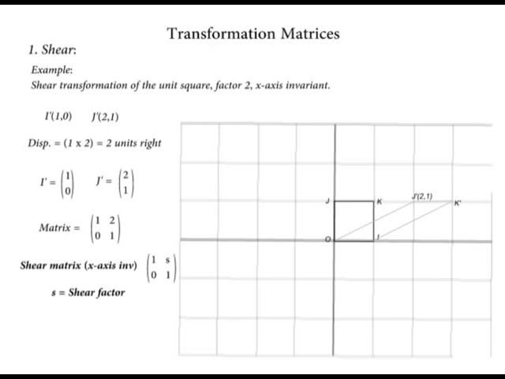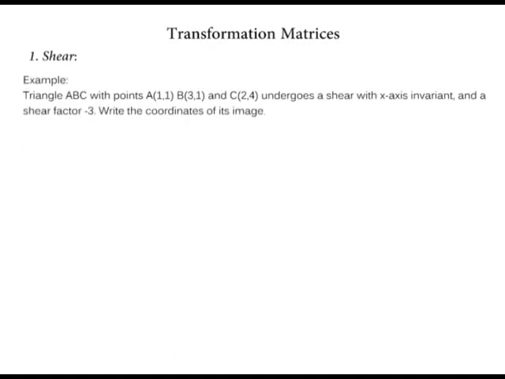For example, triangle ABC with coordinates A (1, 1), B (3, 1), and C (2, 4) undergoes a shear transformation with x-axis invariant and shear factor -3. Write the coordinates of the image. If you don't have the transformation matrix for this shear, you simply draw a unit square and subject I and J to the transformation. It will give you the matrix.